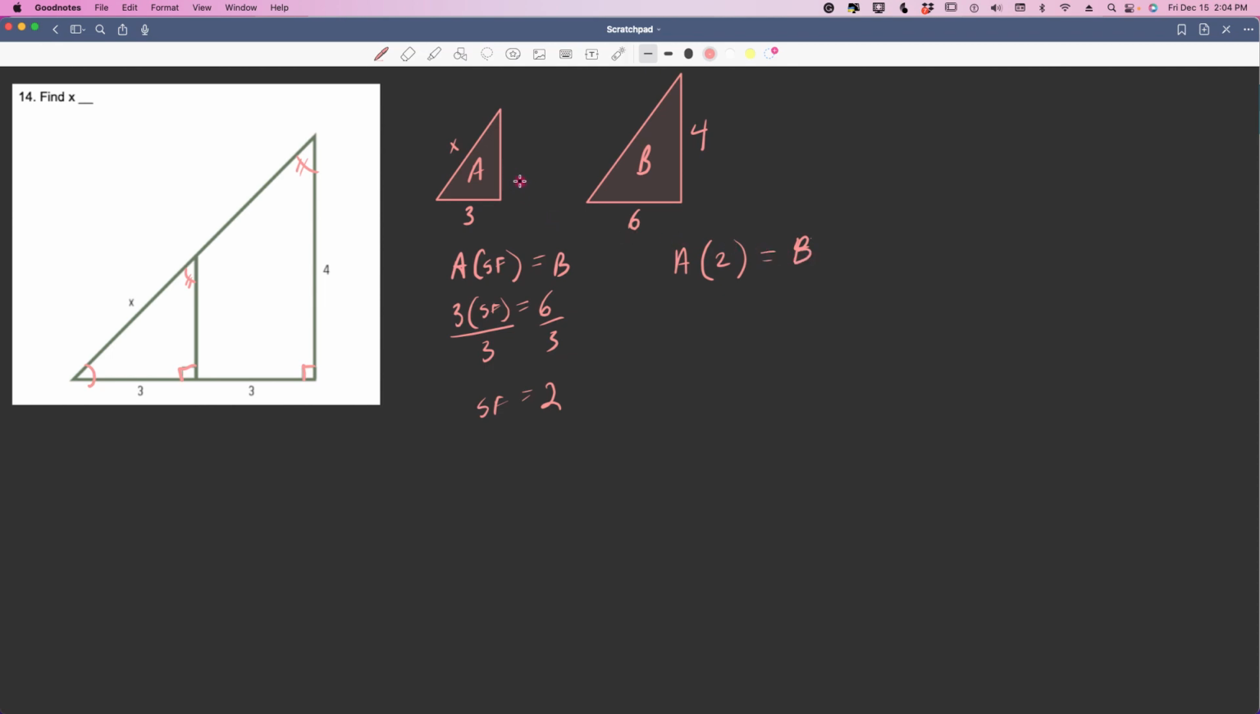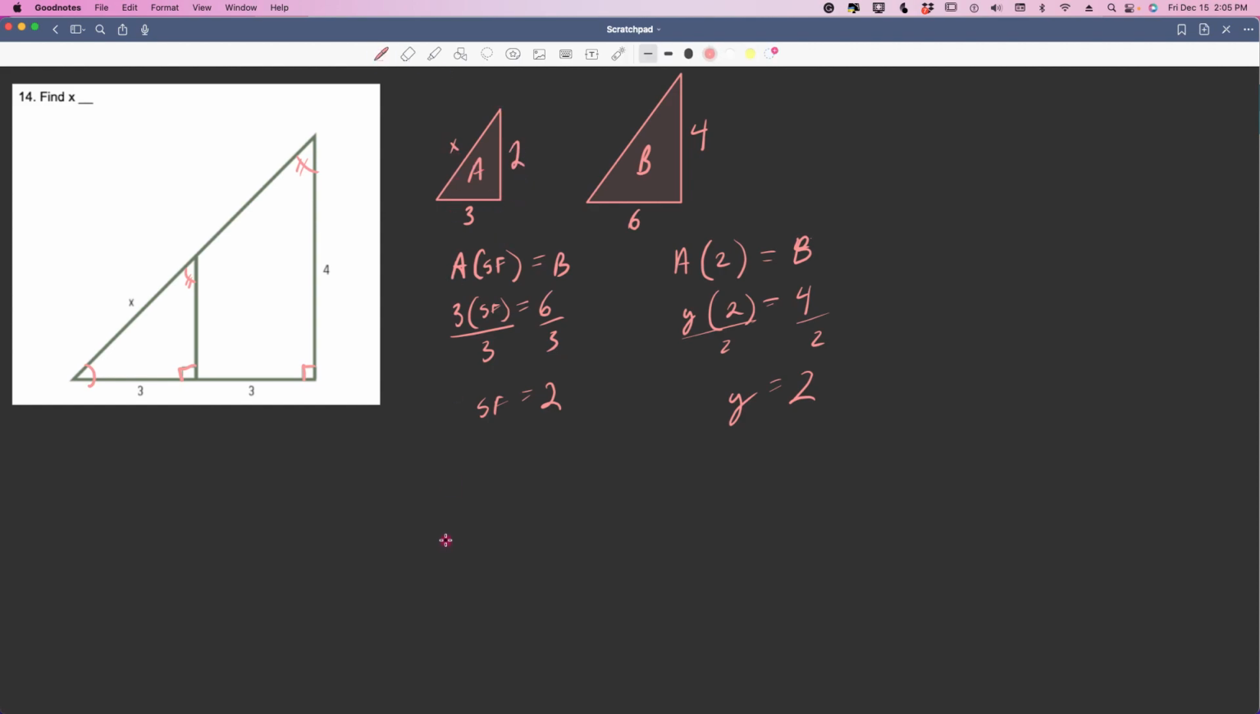Well, I don't know what A is, so A remains a mystery. This A, we'll call it Y. Let's just call it Y for now instead of A. It is the upright dimension Y on triangle A. Y times 2 is equal to 4. If I divide both sides by 2, which is my known factor here, Y is equal to 2. So this Y is 2.